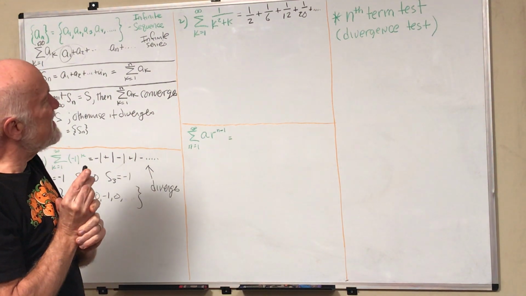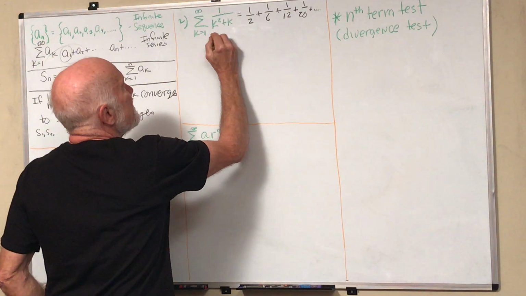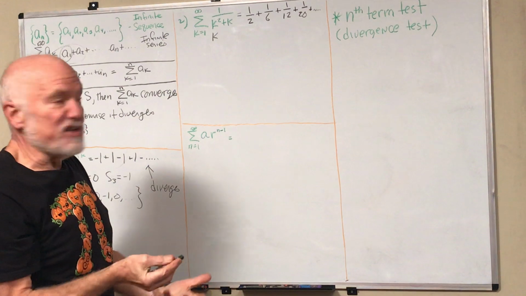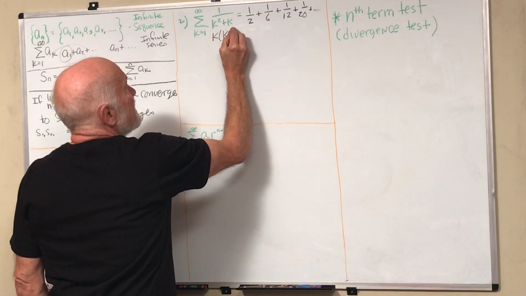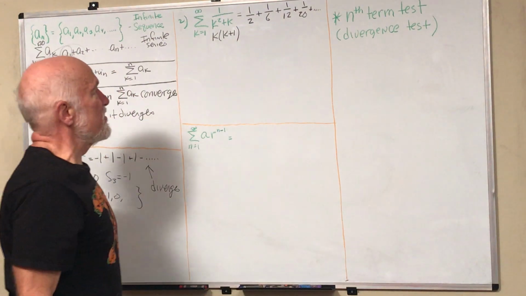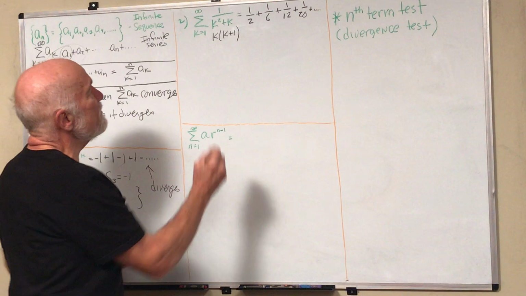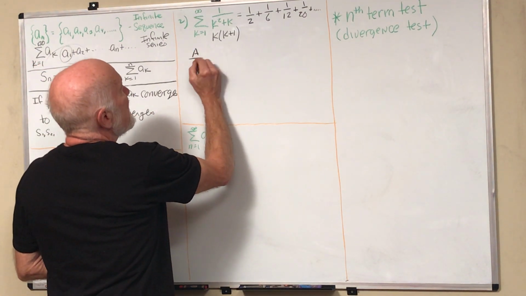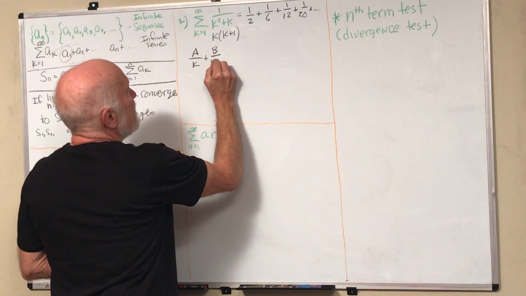Well, it's a little hard to tell, but we're going to use a little trick that we did when we did partial fraction decomposition when we were doing integrals. We can break this fraction up into two different fractions. We can make it a over k plus b over k plus 1.